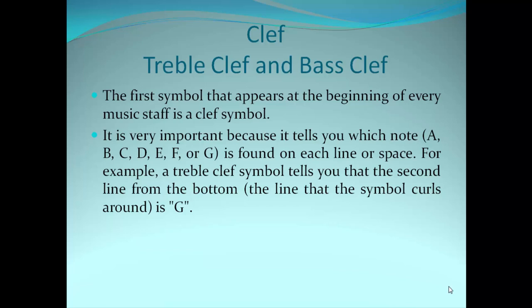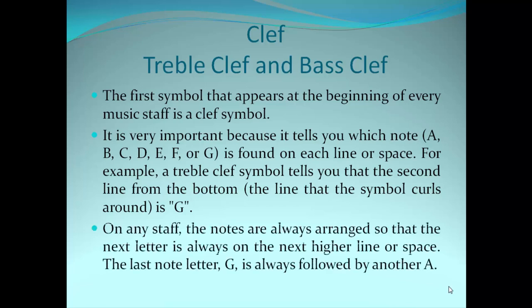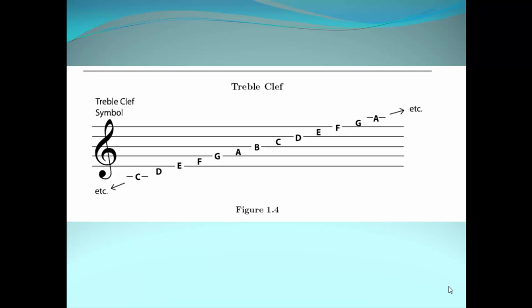For example, a treble clef symbol tells you that the second line from the bottom, the line that the symbol curls around, is G. On any staff, the notes are always arranged so that the next letter is always on the next higher line or space. The last note letter G is always followed by another A. So as you can see here, this is treble clef symbol. So G will be in the second line, and the E, which means mi, sol, la, si, do, re.